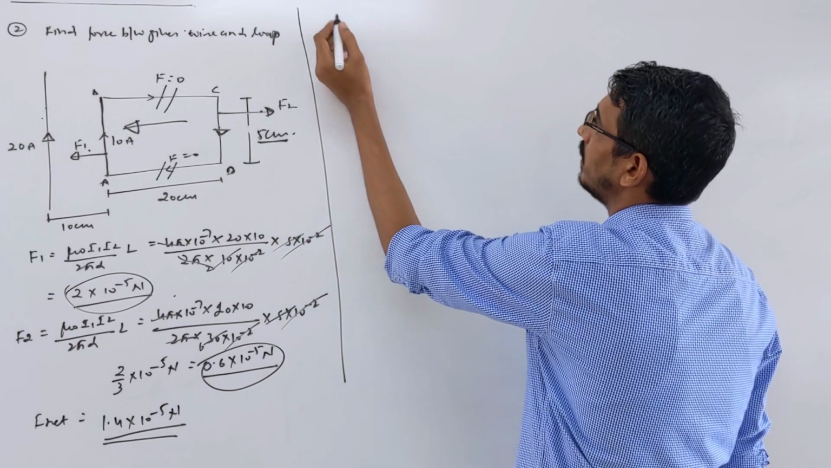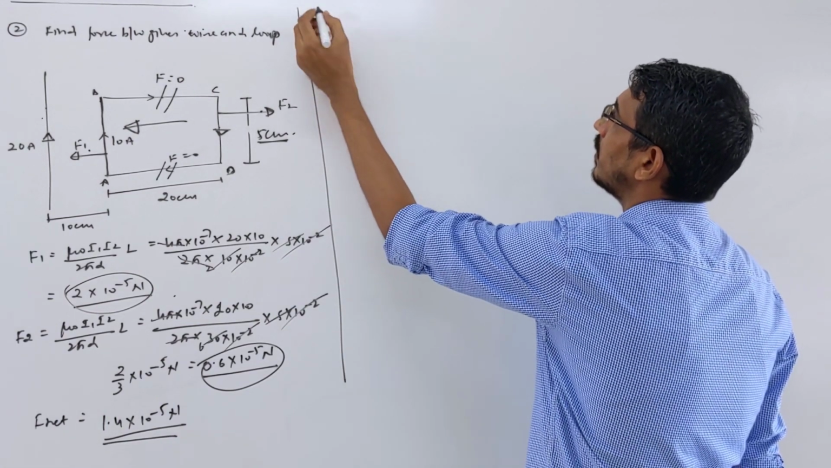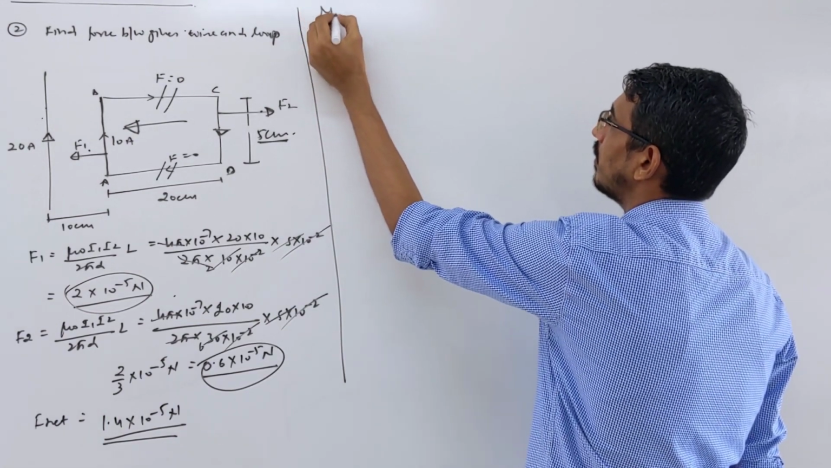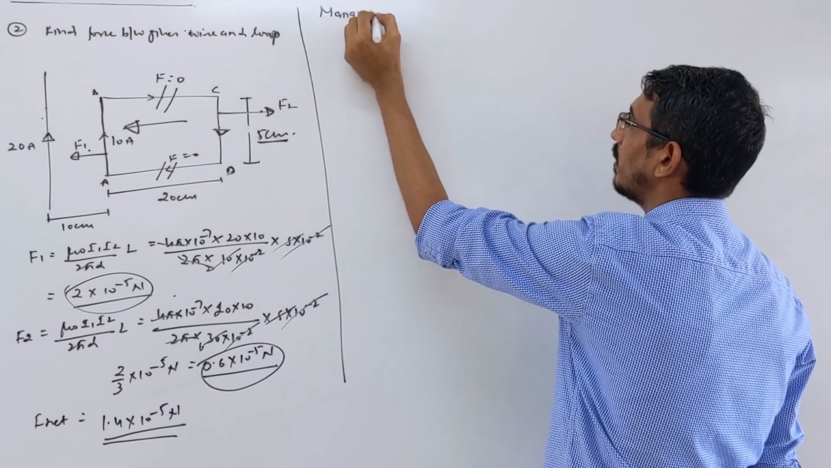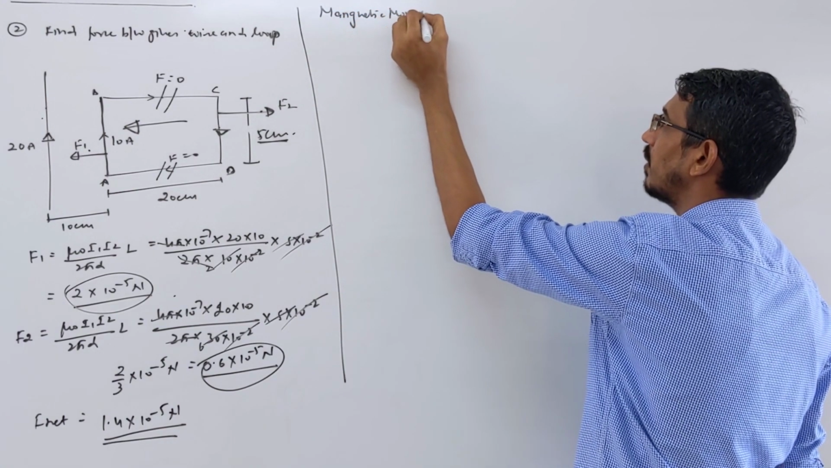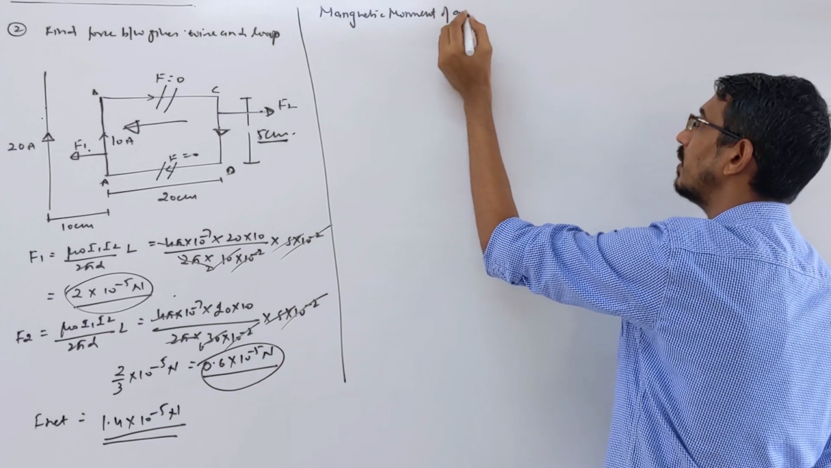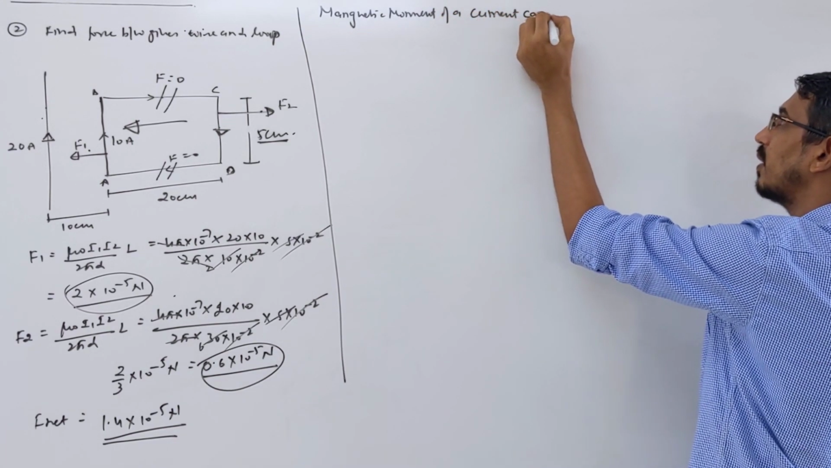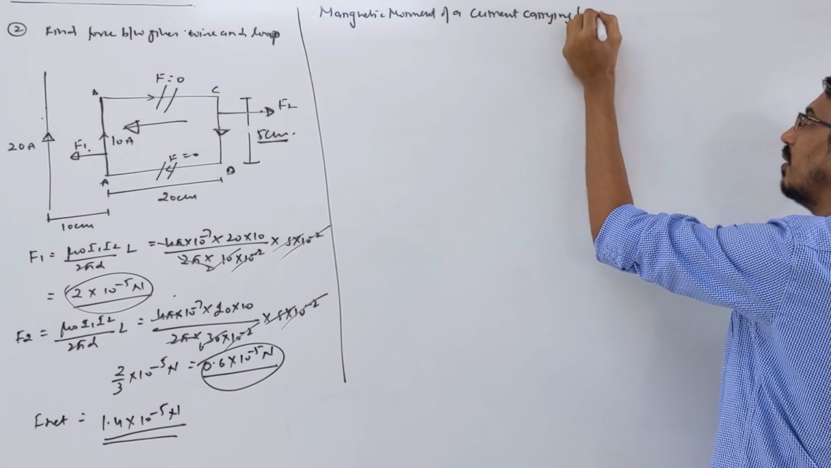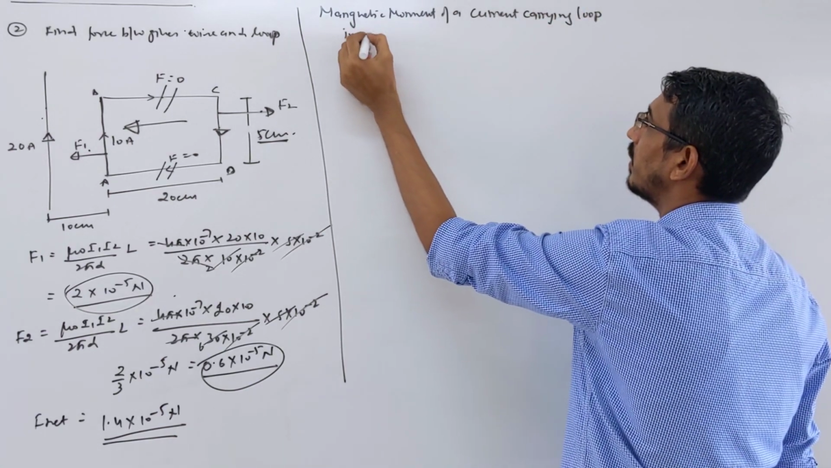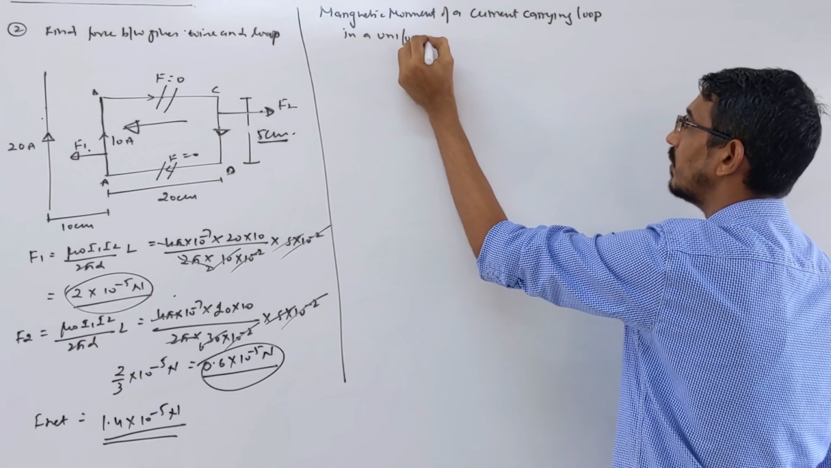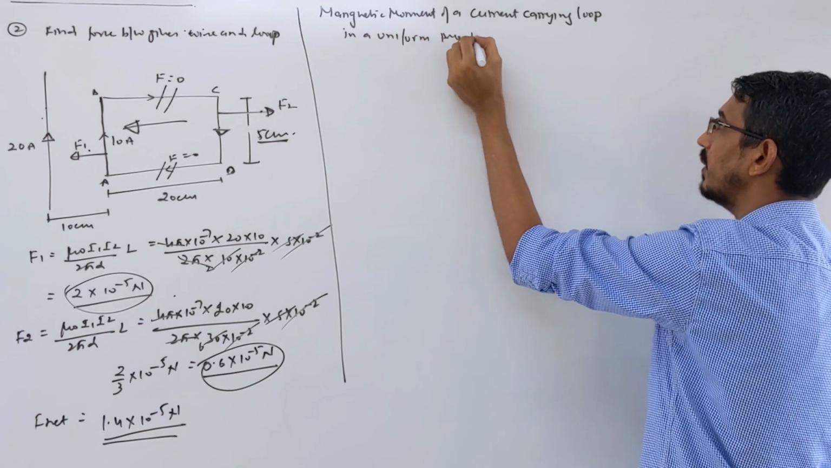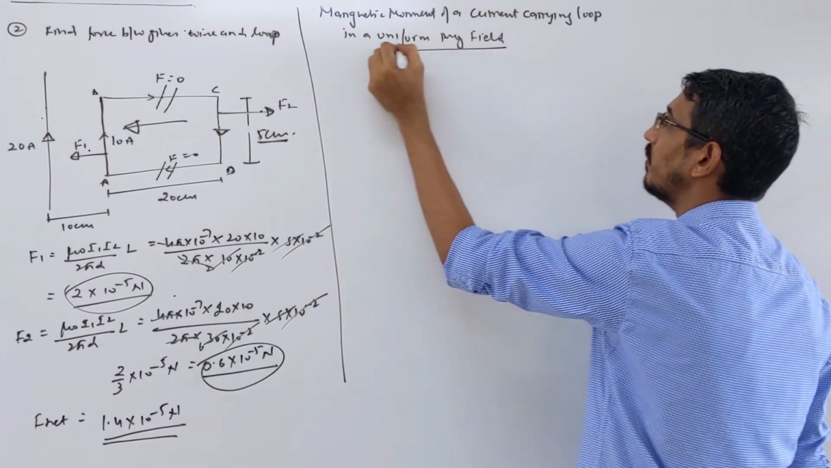So I write a heading like this one: magnetic moment of a current carrying loop in a uniform magnetic field. Okay, wire we have done.